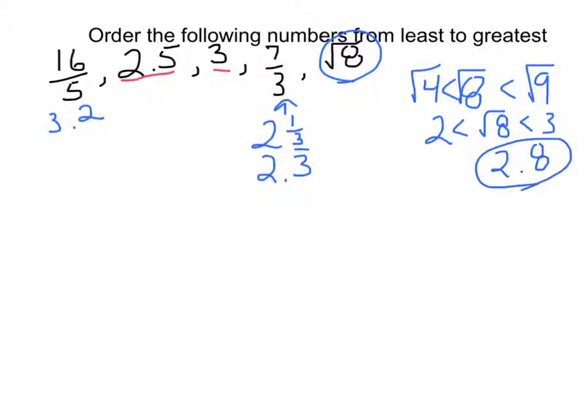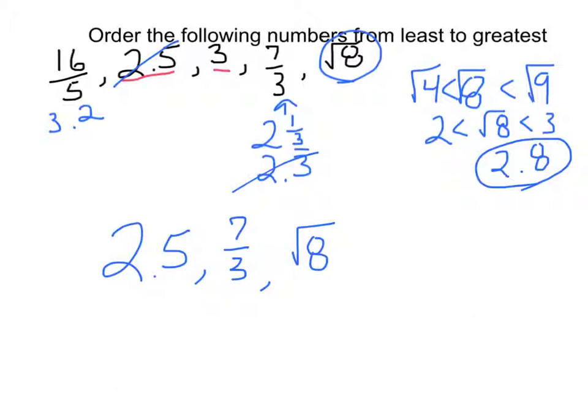Okay? Now comparing all of these, we can now create a little bit of a hierarchy, and it looks like the smallest number that we have is 2.5. Looks like the next largest number we have is 7/3. So we can maybe cross those off, finish these. Then we have this kind of 2.8, so we estimated the square root of 8 to be something like that. And the rest of these are clearly larger than 3. So we have 3 and then 16 fifths. And there we go.